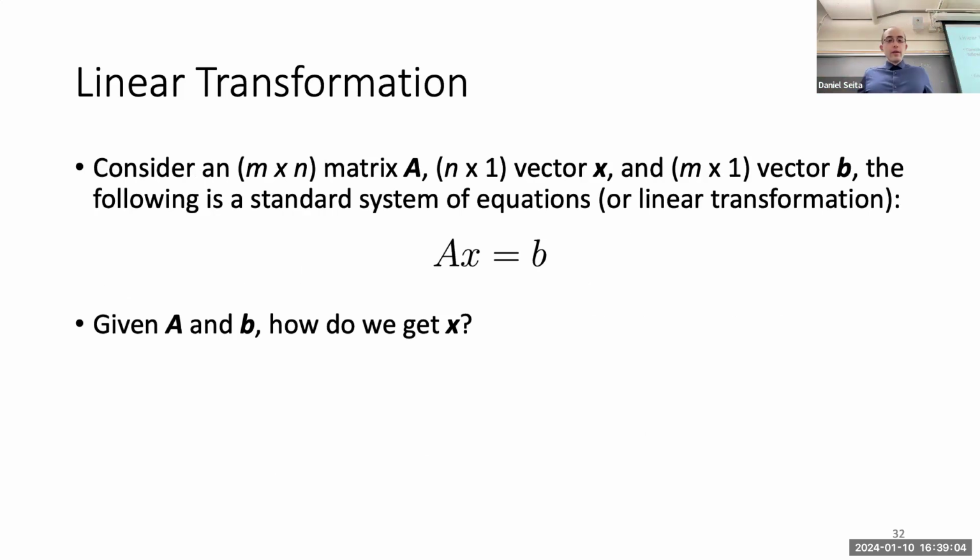All right, so now we'll talk about some systems of equations. This was actually from one of the first slides that we had, where if you have the matrix A, the vector X, and the vector B of appropriate shapes, then AX equals B is considered the linear transformation where A is like a linear operator on X, but you can also view it as a system of equations too. So if we have A and B, how do we get X? Any ideas?